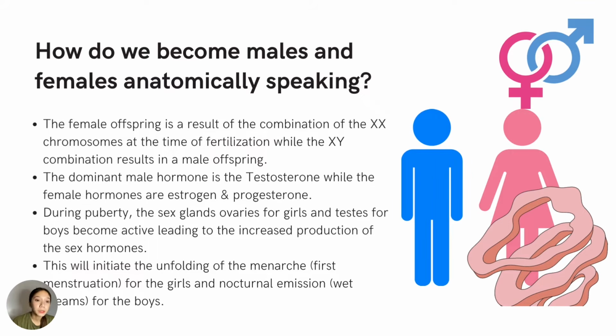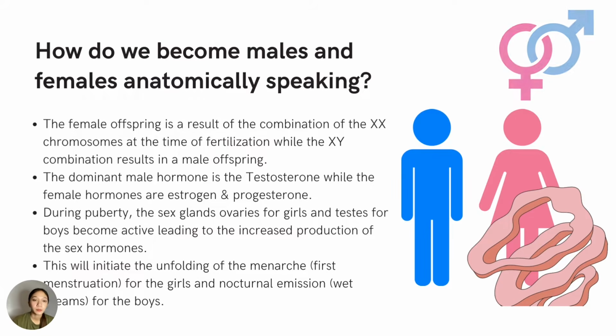Okay, during the puberty, the sex glands, ovaries for girls and testes for boys, become active, leading to the increased production of sex hormones. This will initiate the unfolding of the menarche or the first menstruation for girls and nocturnal emission or wet dreams for boys.